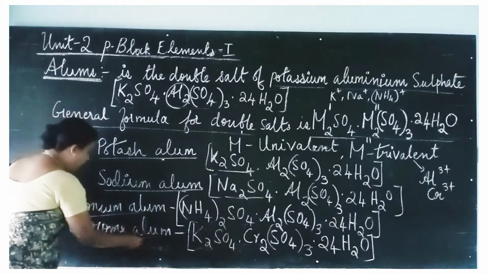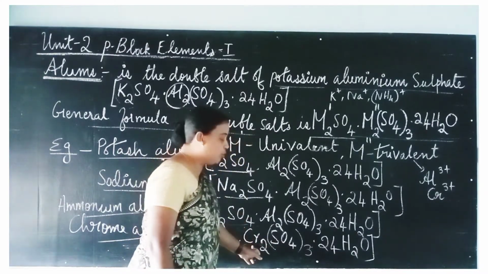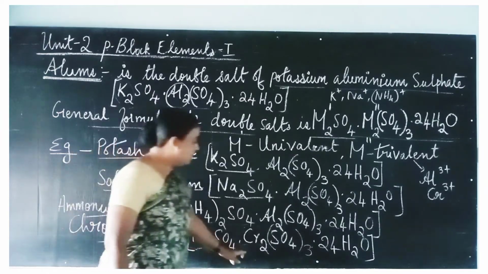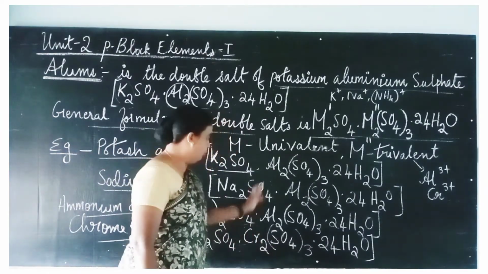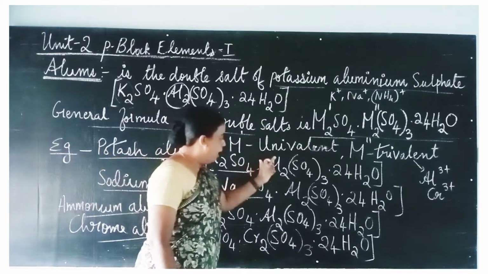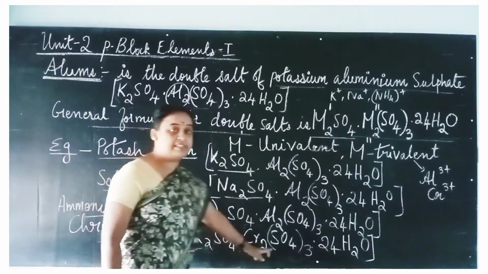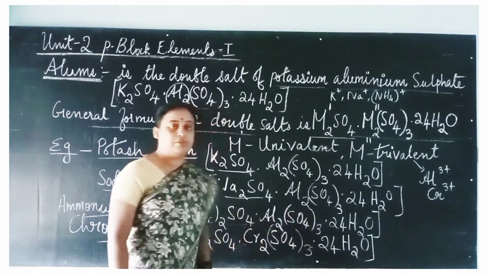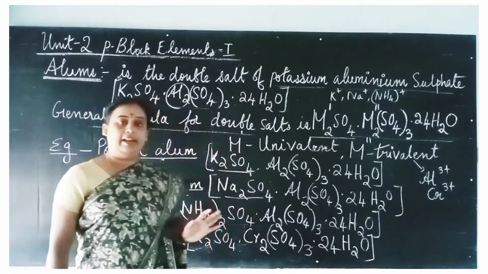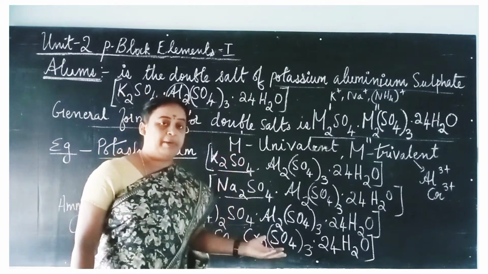The next one is chrome alum. In chrome alum, the second salt is chromium. The first salt is potassium sulfate, K2SO4, whereas the second salt is Cr2(SO4)3. In all other alums, potassium alum, sodium alum and ammonium alum, aluminium sulfate is the second salt, whereas in chrome alum, chromium sulfate is the second salt, with 24 water molecules. If you understand the difference and study the general formula for alum, you can easily memorize and write all the formulas.